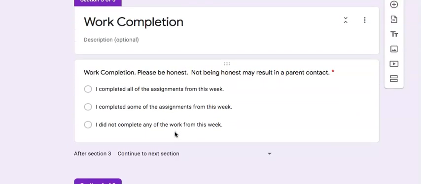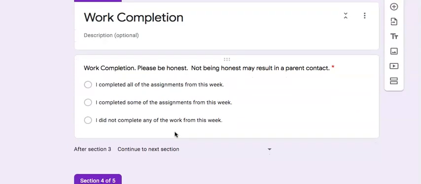Work completion, if you remember our old form, we had listed all the activities, so we shortened it up. It's just, did you complete all of your work? Did you complete some of your work? And did you complete none of your work? Just remember, be honest with us.